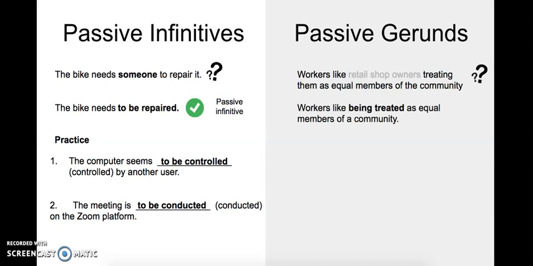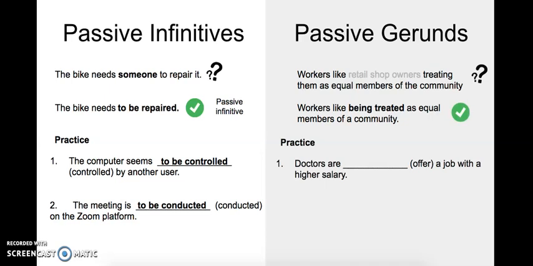Workers like being treated. So the gerund here is being, and obviously we're using the verb in the past tense of treat to being treated. So therefore we're using a gerund in this passive sentence. Let's have a practice.